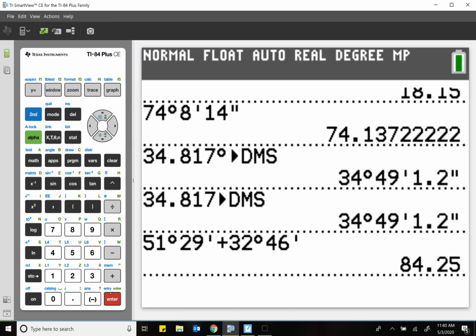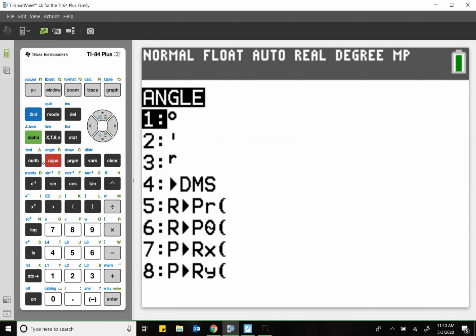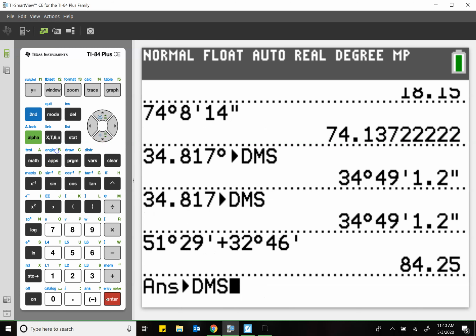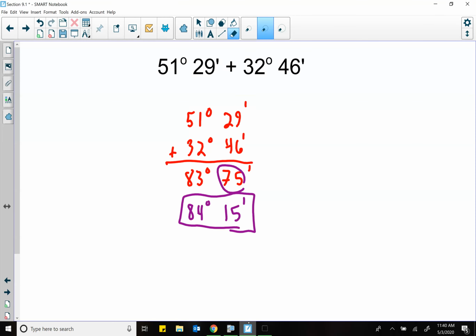But again, you know how to turn this into degrees, minutes, and seconds. Hit second, apps, go down to number 4. And there's the answer that we came up with. Of course, we didn't have any seconds, and that makes sense. So 84 degrees, 15 minutes. Cool? So the calculator can do the work too. I think doing it by hand is probably a little bit faster. There's a lot of button pushing there. But, you do you, boo.